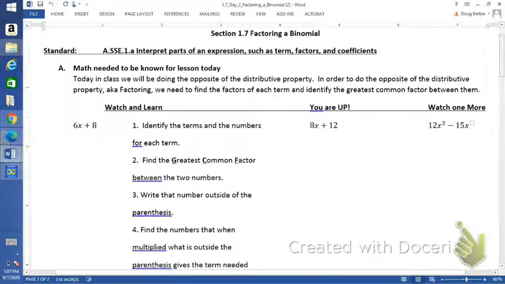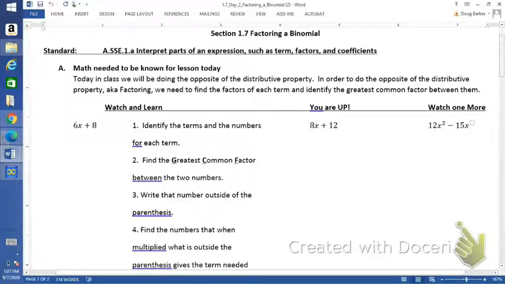Okay, 1.7. This is the second day. We're going to be factoring a binomial. Today in class we will be doing the opposite of the distributive property. In order to do the opposite of the distributive property, and this is called factoring, we will need to find the factors of each term and identify the greatest common factor between them. And there's a four-step process to do this.